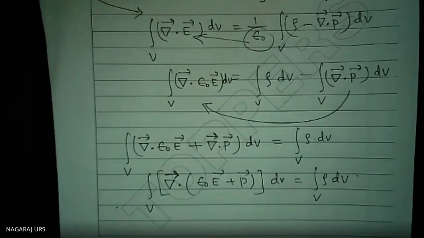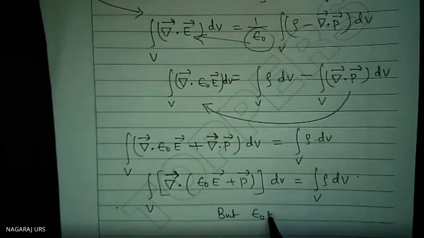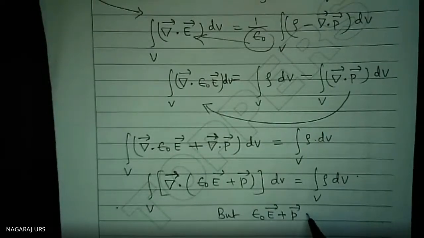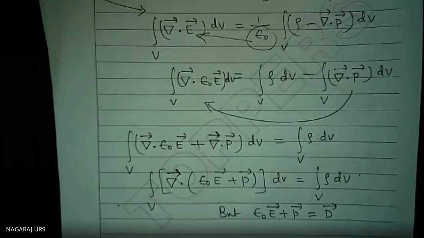Clear? But epsilon naught E plus this P is called by the name capital D. That is, D is epsilon naught into capital E plus this polarization. Plus polarized charges are also there. Together it is said to be D.